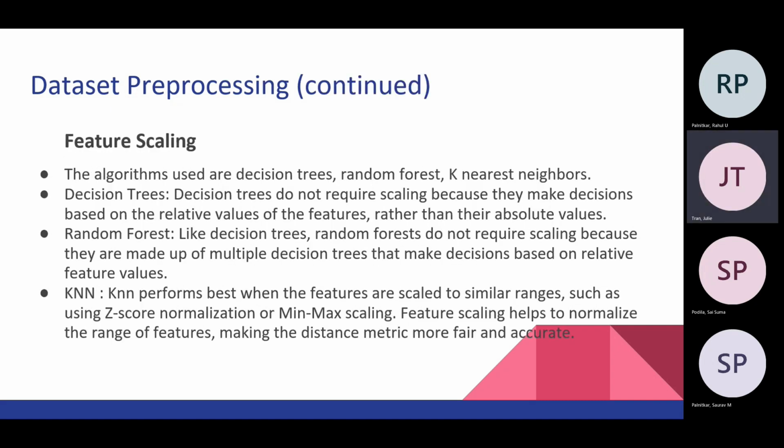So for feature scaling, the algorithms used are decision trees, random forest, and k-nearest neighbors. Decision trees do not require scaling because they make decisions based on the relative values of the features rather than their absolute values. Random forests are like decision trees, and they do not require scaling because they are made up of multiple decision trees that make decisions based on relative feature values. And KNN performs best when the features are scaled to similar ranges, such as z-score normalization or min-max scaling. Feature scaling helps to normalize the range of features, making the distance metric more fair and accurate.